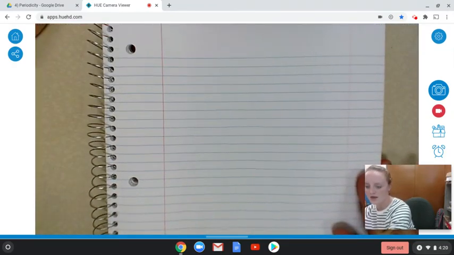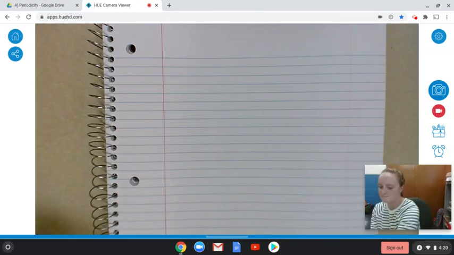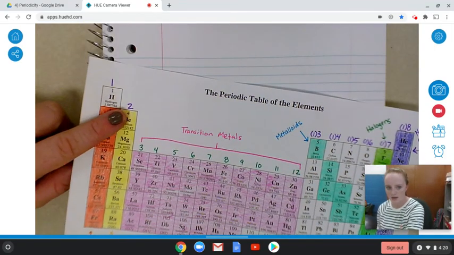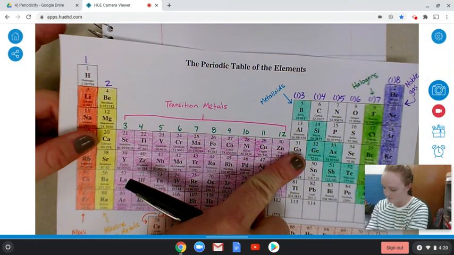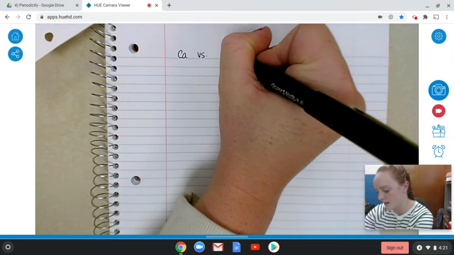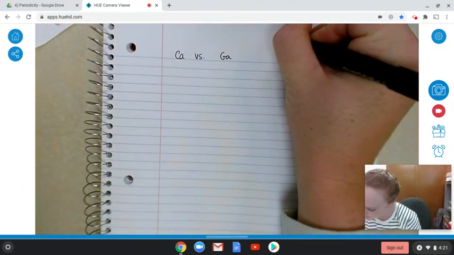And let's go ahead and compare. Let's do beryllium. No, I think I use that one a lot. Let's do calcium and gallium. So we're doing calcium versus gallium. So on my cheat sheet, little sketch here.